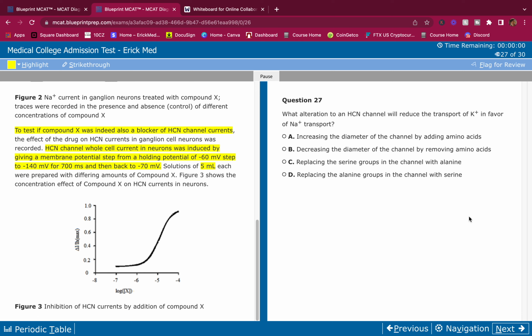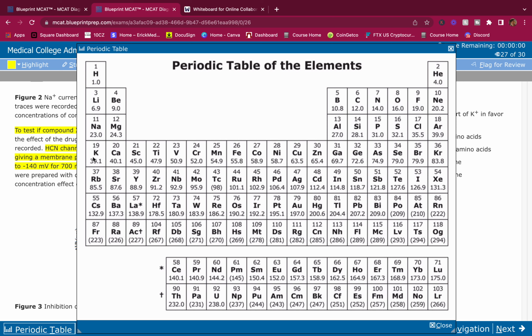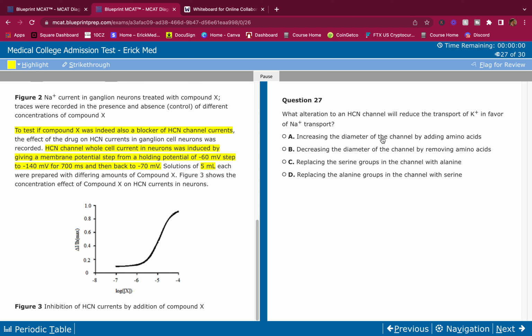Okay, let's keep going. What alteration to an HCN channel will reduce the transport of K plus in favor of sodium transport? All right. What's different between potassium and sodium? The difference is the size. They're both positive one charge, but the size is different. Which one's bigger? Potassium is bigger than sodium. So we're going to use that to separate these two, or reduce the transport of one over the other.